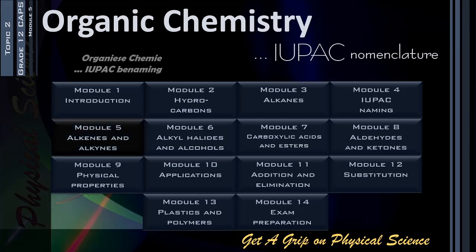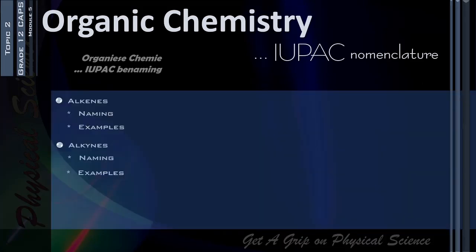Module 5 is on the alkenes and alkynes. We will start with a brief overview of the alkenes, what you already know about the alkenes, and then we will look at the naming of alkenes and a few examples of questions. Then we'll move on to the alkynes, again just a brief overview of what you already know about the alkynes. Then we will look at the naming and do a few examples of questions.